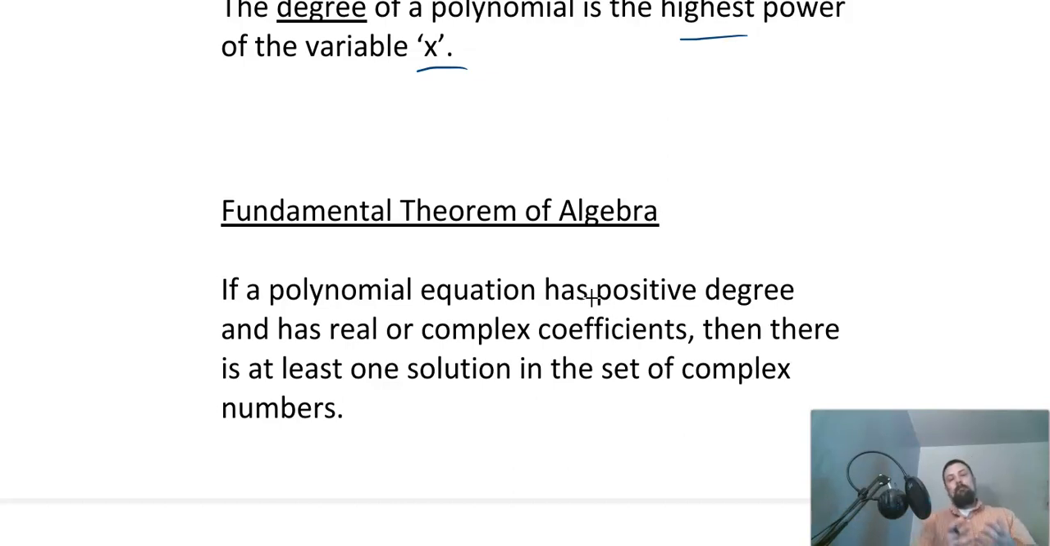And so essentially, what this is saying is that if your polynomial equation has variables in it, positive degree means there must be some variables in your polynomial. It excludes the polynomials that don't have a variable, right?